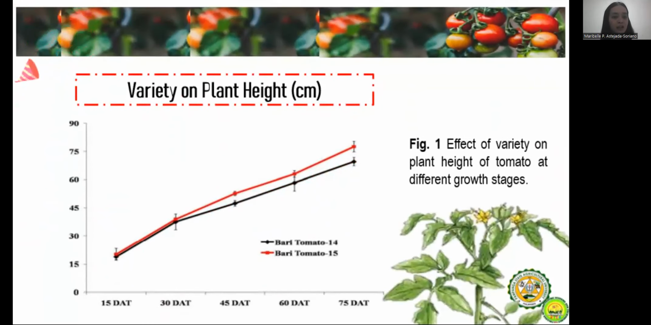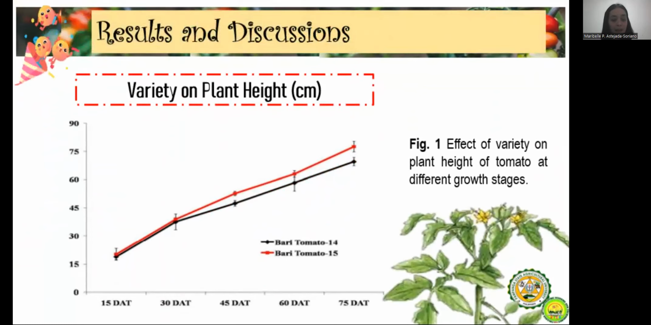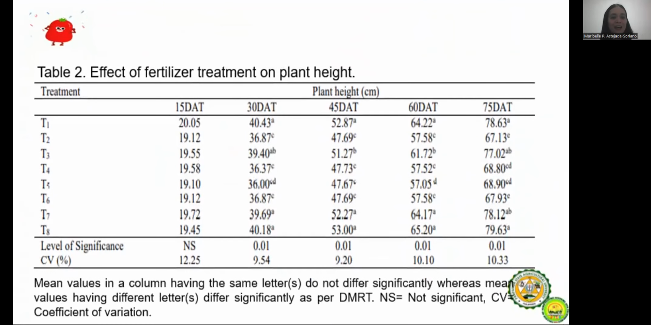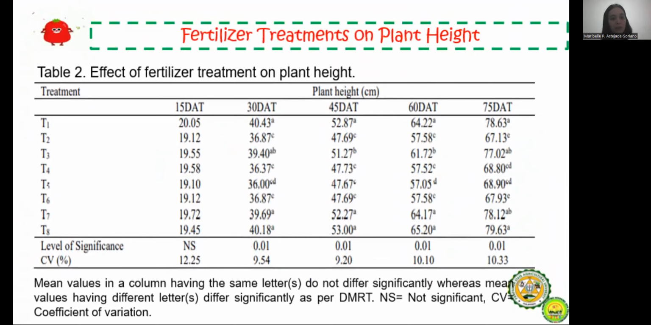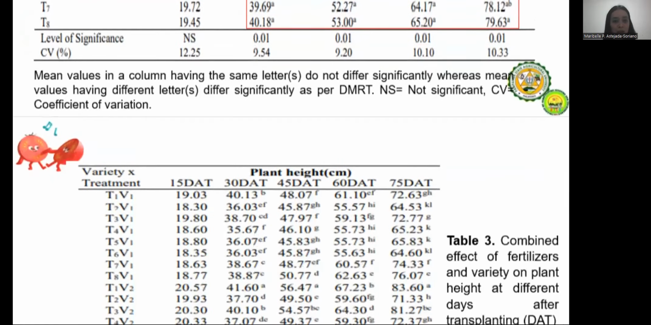So for the results and discussion, we have the variety and plant height. And as you can see in the figure po, that Barry Tomato 15 exhibited the highest plant height as compared to dun sa Barry Tomato 14, no? So, makikita po dyan that at different growth stage po ng ating tomato. So for the table 2, we have the effect of fertilizer treatment on plant height. And as you can see that treatment 8 obtained the highest or the tallest plants comparable to treatment 7 and treatment 1 with 100% recommended fertilizer dose.